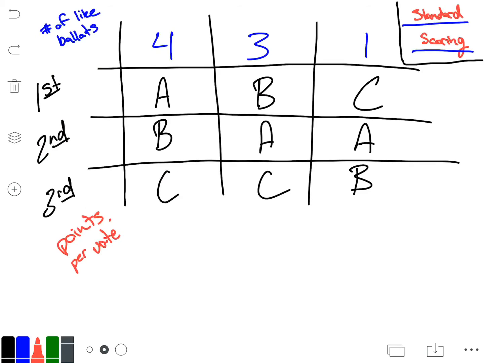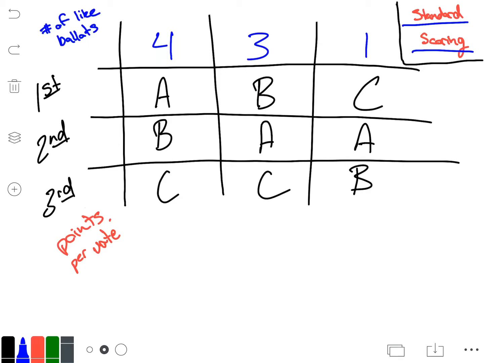So one of the first things you're going to want to notice is, in this case, we will be using standard scoring. While that's generally going to be the case, there are examples where we won't be using standard scoring, so that's going to be the first thing you want to check for. Okay, from here, we have basically put together a spreadsheet for the number of ballots that have the same order.